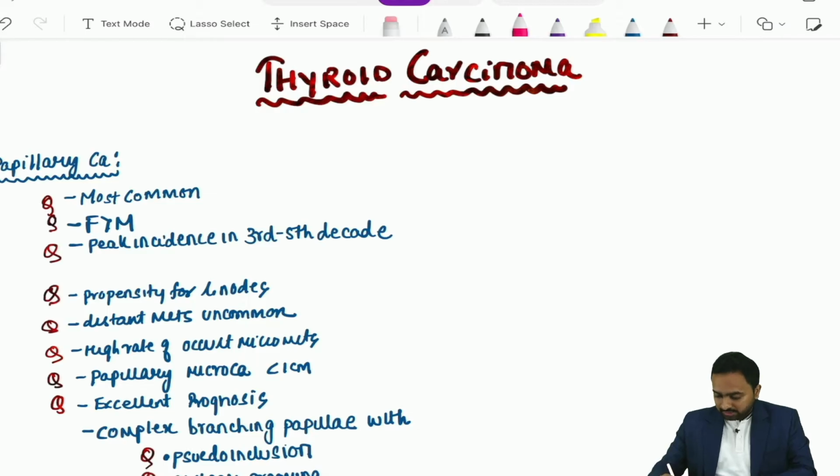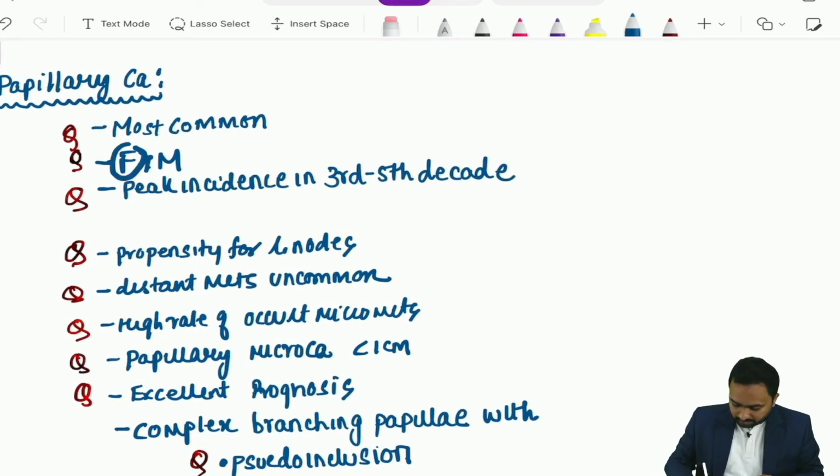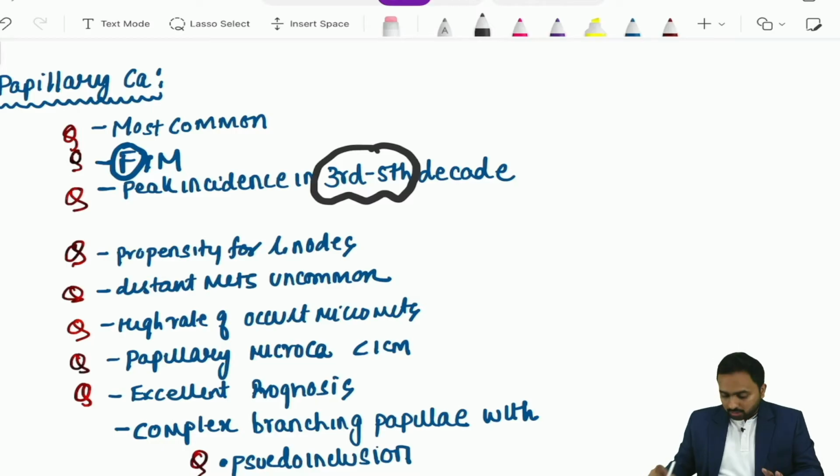So first, regarding papillary carcinoma. Papillary carcinoma is the most common type of thyroid carcinoma. It is common in females compared to males. It has a peak incidence in the third to fifth decade of life. It has the propensity to move towards the lymph node. So there would be lymph node involvement in papillary carcinoma.